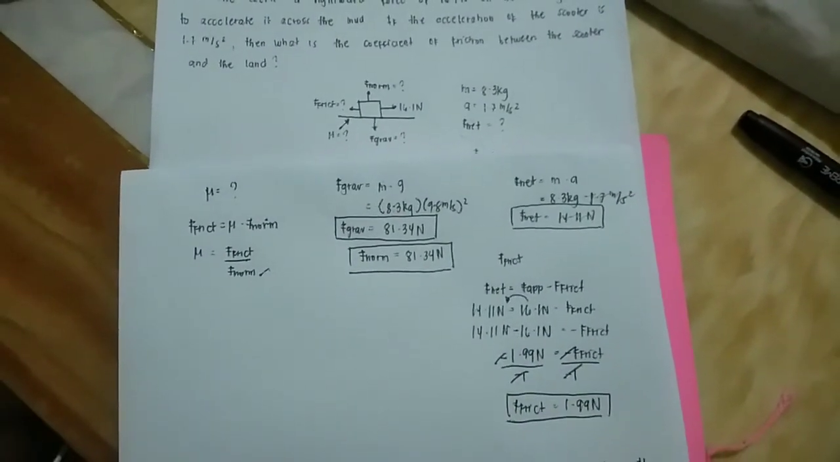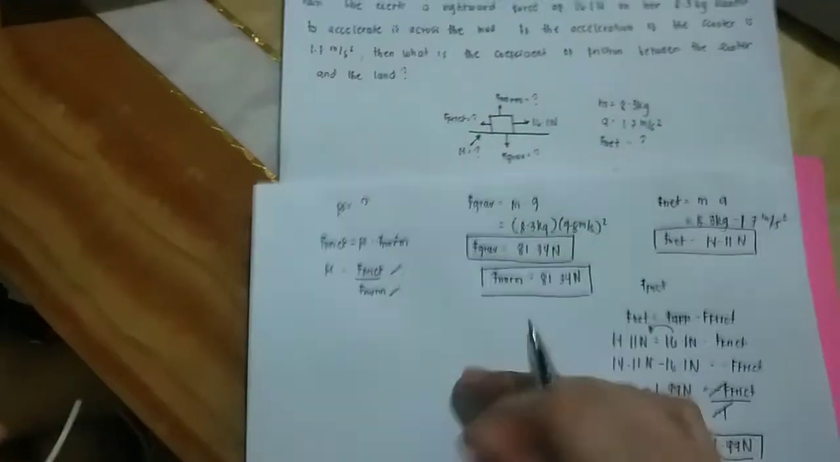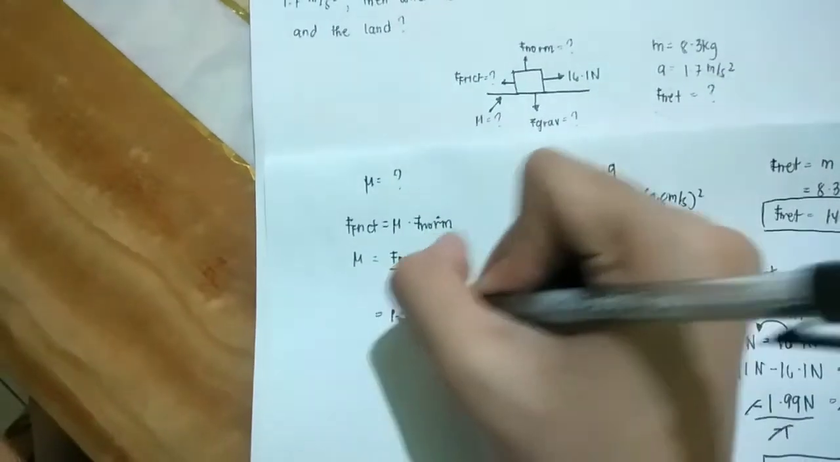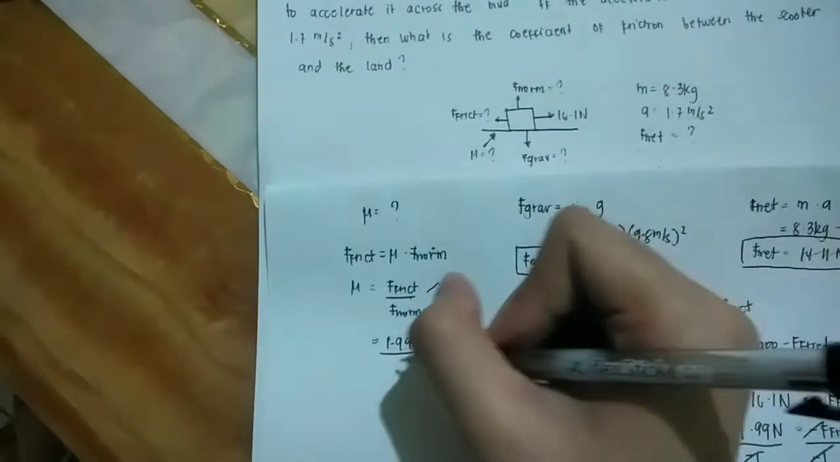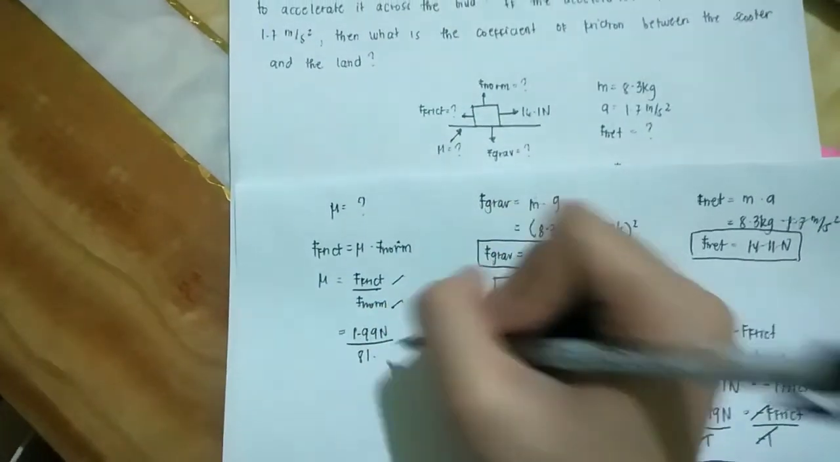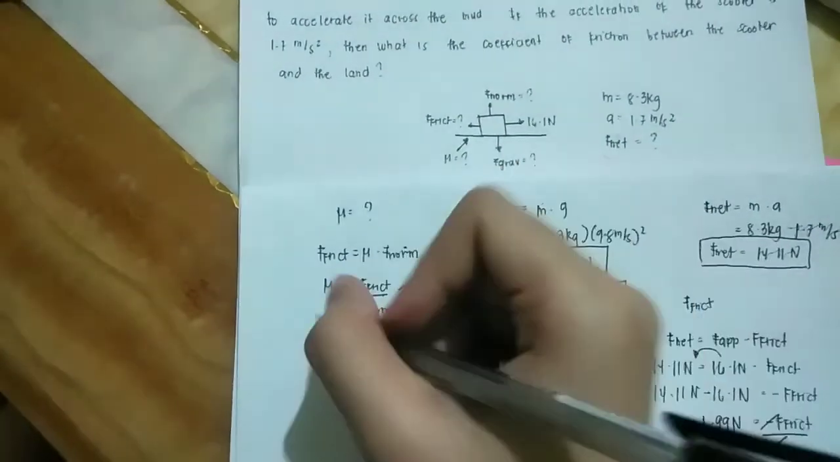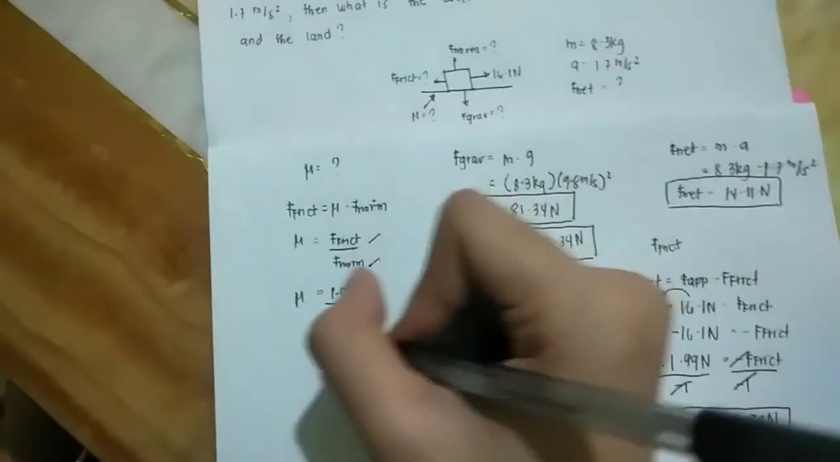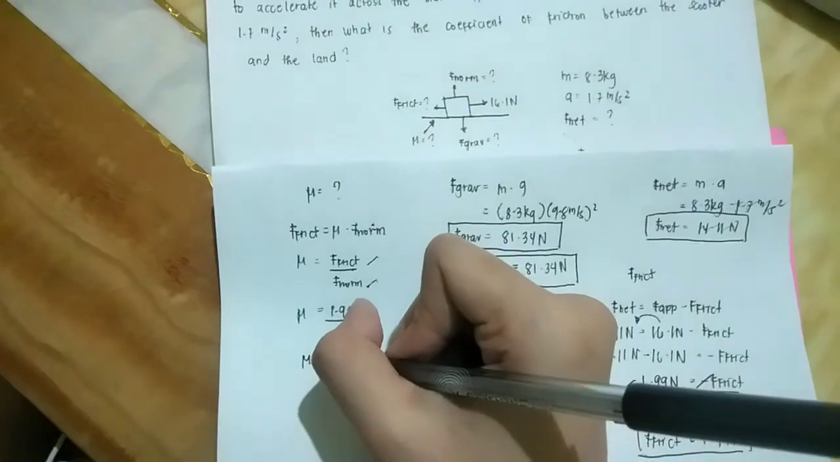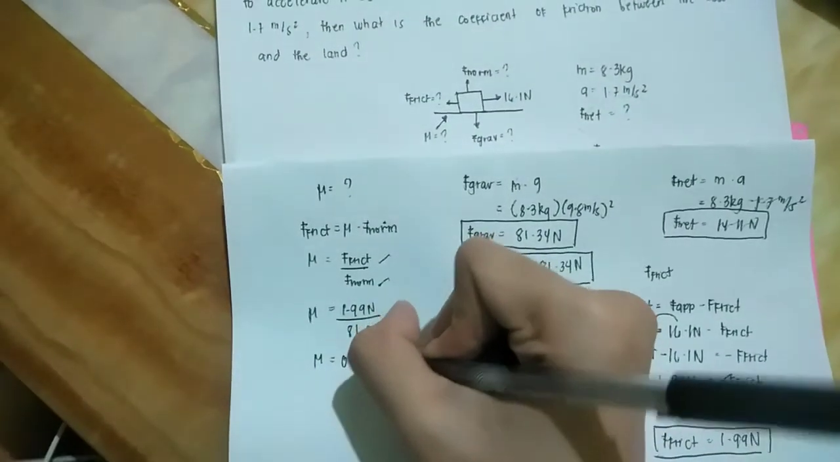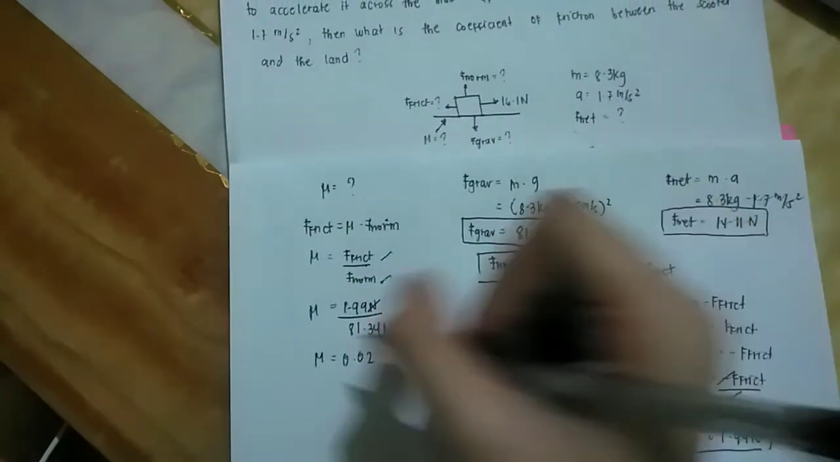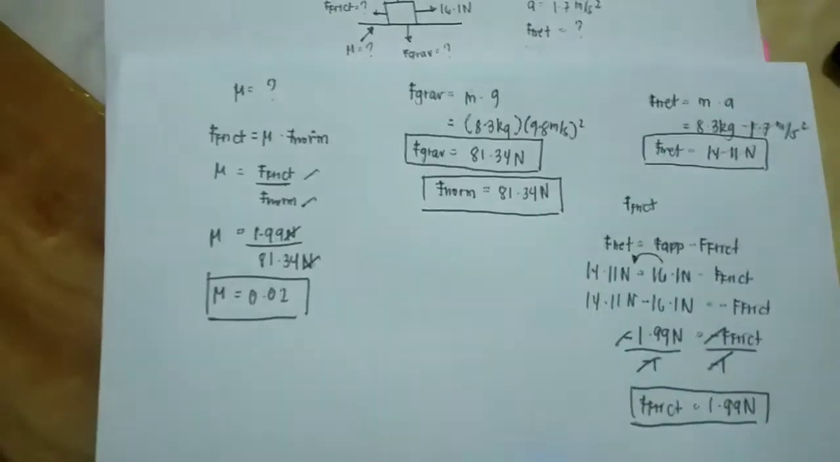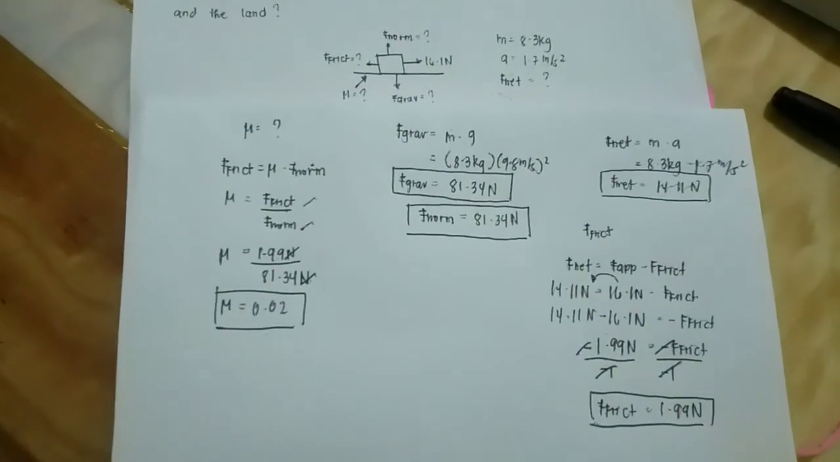Now that we got the F brake, we can now solve for the coefficient of friction. Substitute the values of F brake and F norm, 81.34 Newton. By simply dividing these values, we get to know that the coefficient of friction is equivalent to 0.02. So that's it. I hope you learned from this video. Thank you.